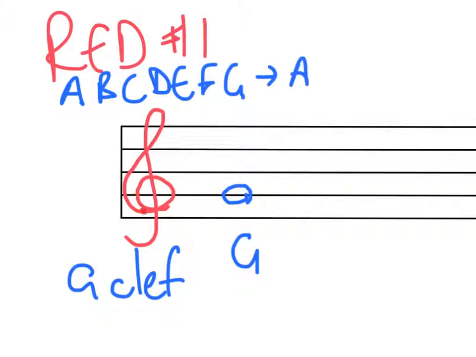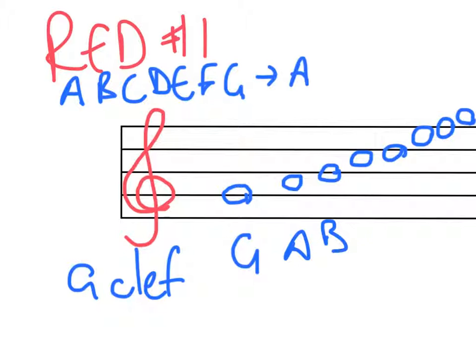Yeah? Alright, and then as I go up the stave and I draw more notes, notice I alternate between notes that are in a space and notes that are on a line. I just go up the musical alphabet. So I've started at G, my next note is going to be A. Then on I go all the way up, and I can keep going past that if I want.